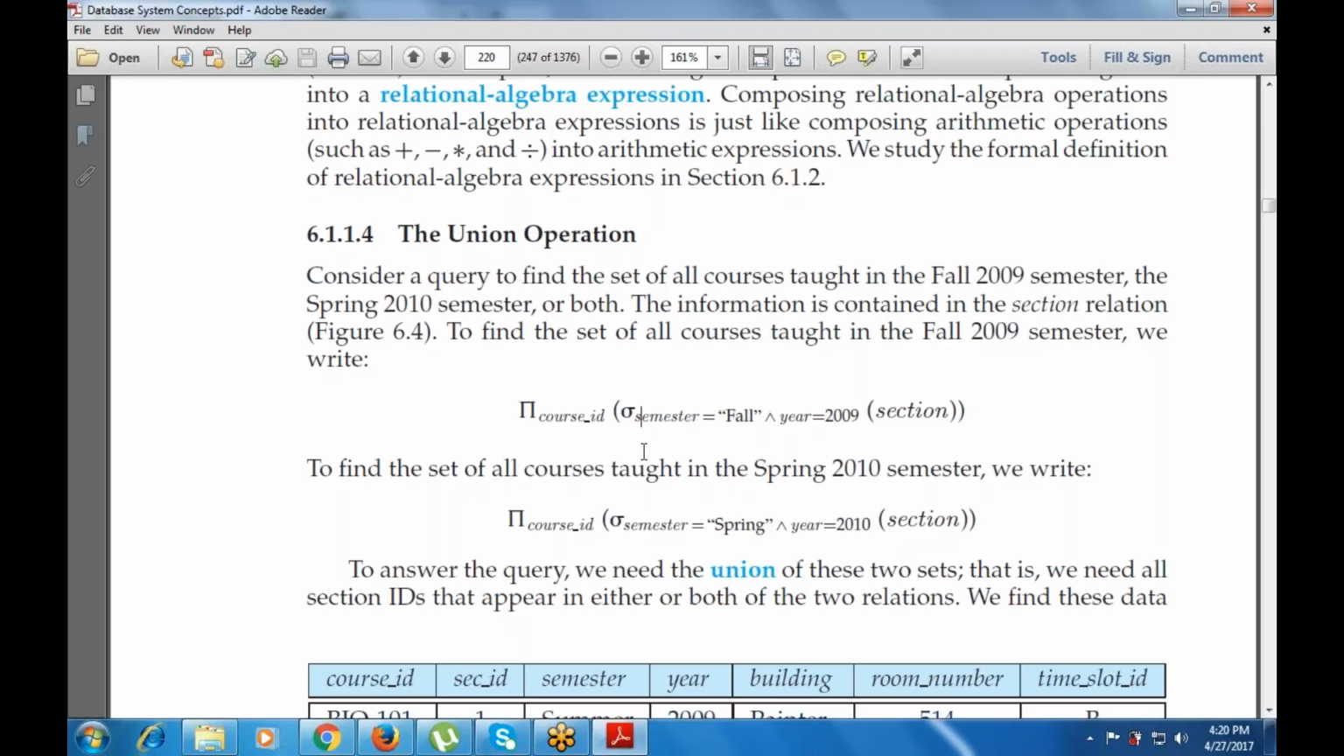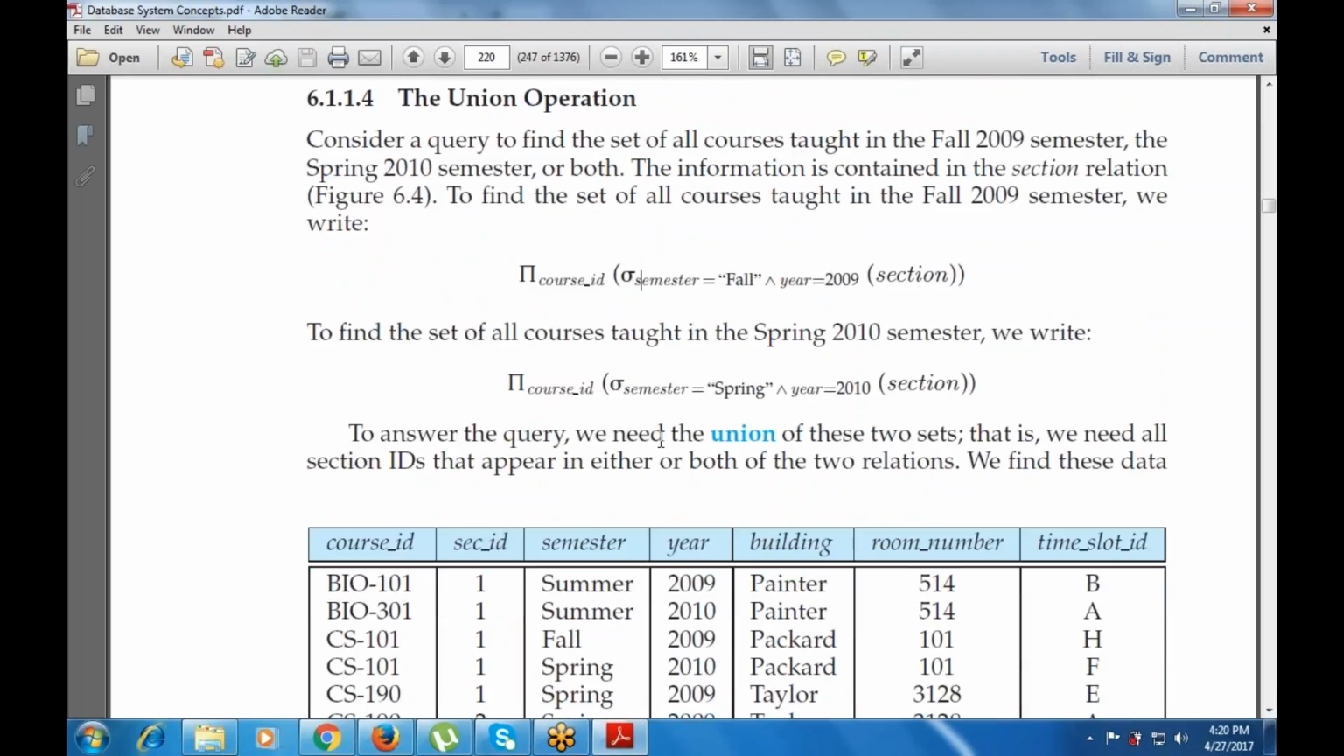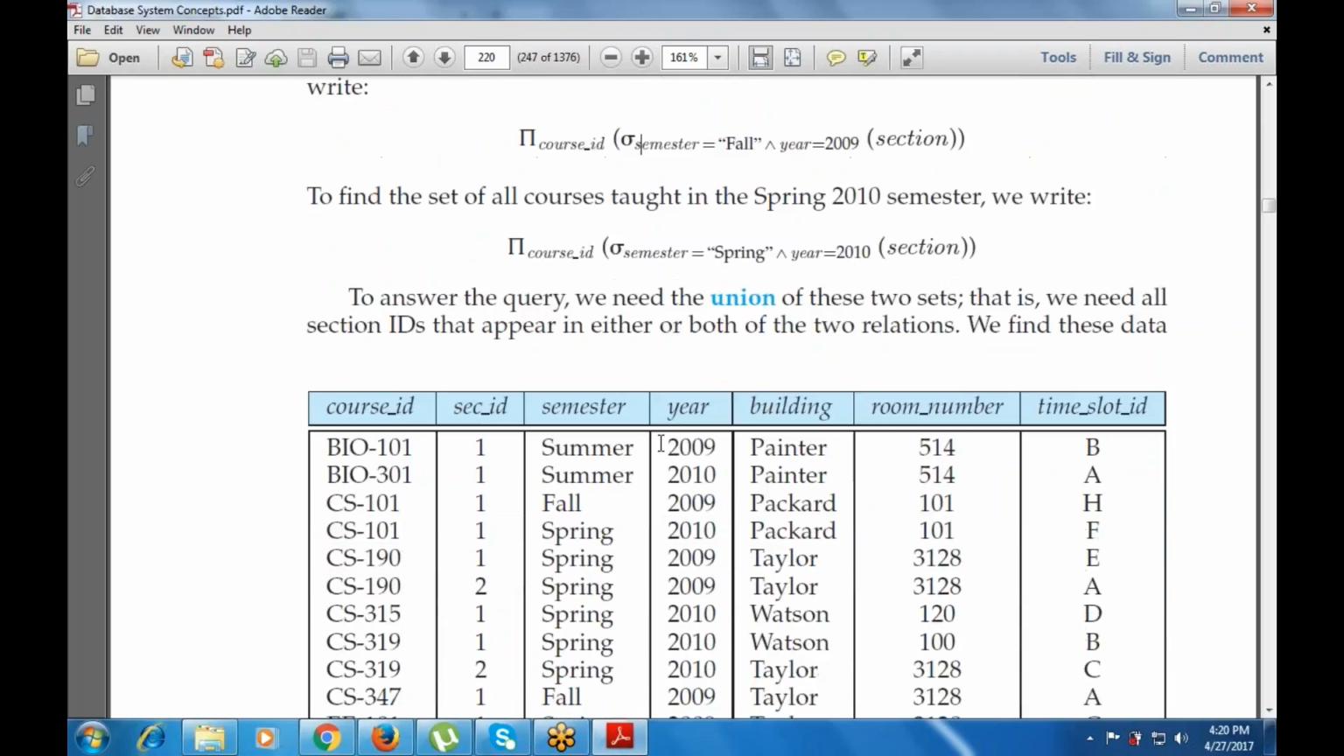And next is to find the set of all the courses taught in the spring 2010 semester. So we should write pi course ID, semester equals spring or year equals 2010. So one is fall 2009, one is spring 2010. To answer the query, we need the union of these two sets. That is, we need all the section IDs that appear in either of the two relations, or both.